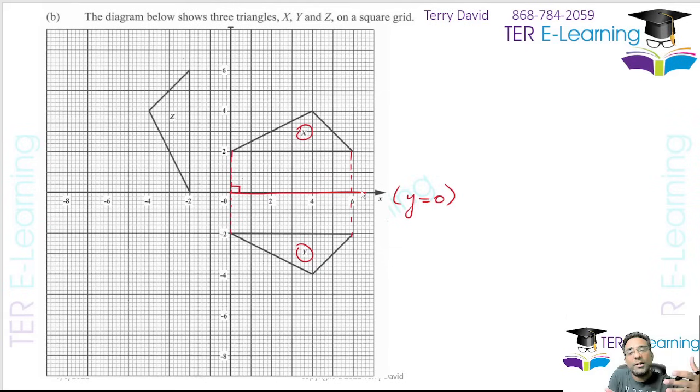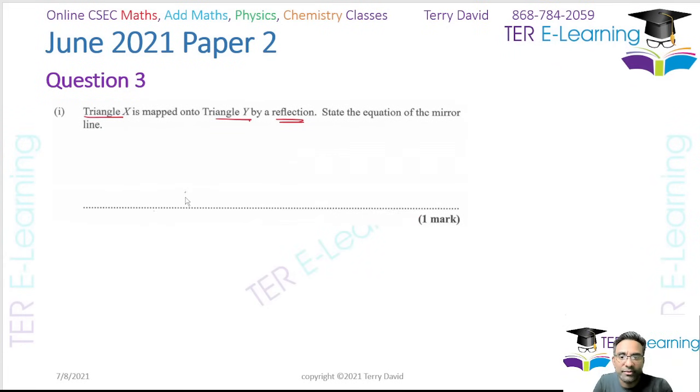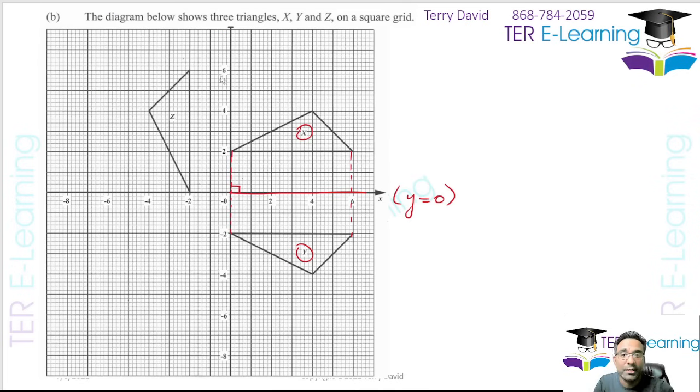If I fold the graph paper along that line, those two triangles are going to line up exactly. That's how we look at reflections. So when they ask you what is the equation of the mirror line, you're going to tell them y is equal to 0. Don't just say the x-axis, say y is equal to 0. So let's clear this here now. So that's that first part.